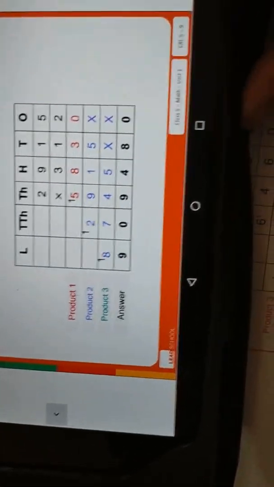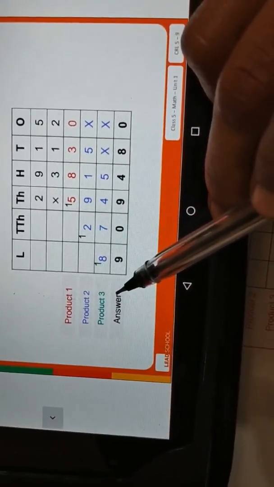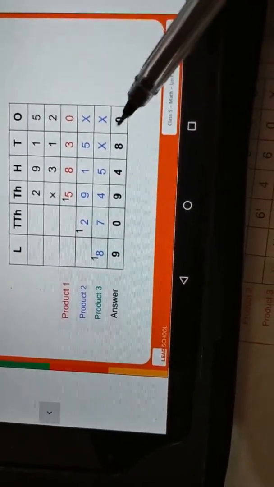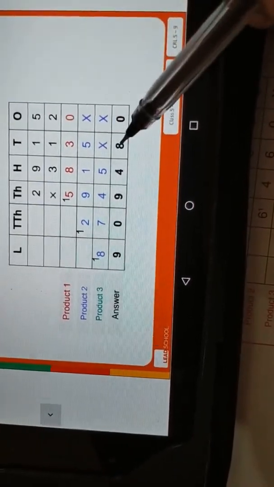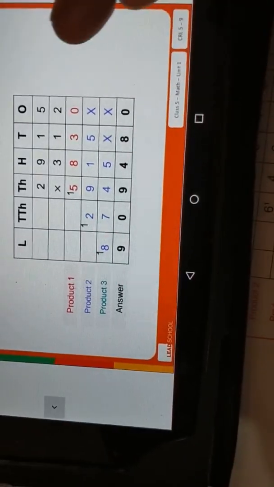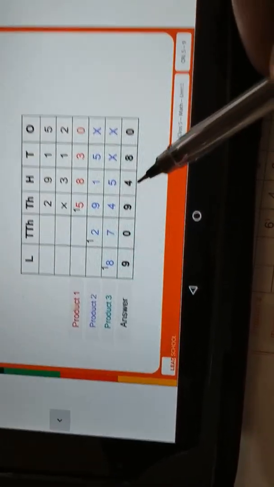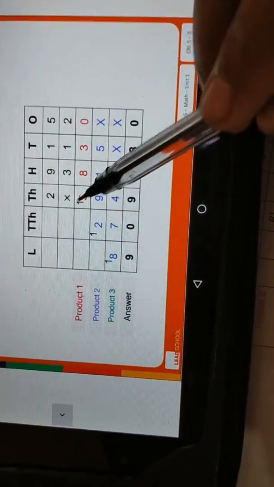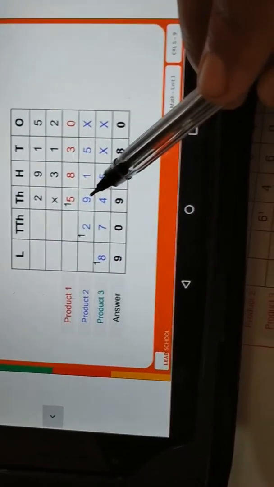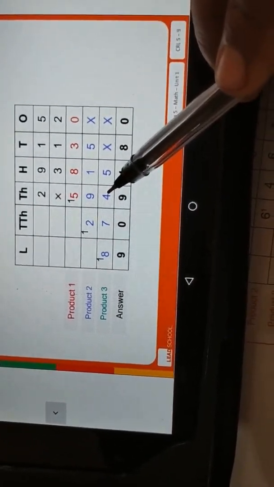Then we have to add the product number 1 plus product number 2 plus product number 3. So answer should be 0 as it is. 3 plus 5 is 8 is there. 8 plus 1 is 9. 9 plus 5 is 14. So we have to write here 4. 1 is a carryover. 5 plus 1 is 6. 6 plus 9 is 15 is there. 15 plus 4 is 19 is there.